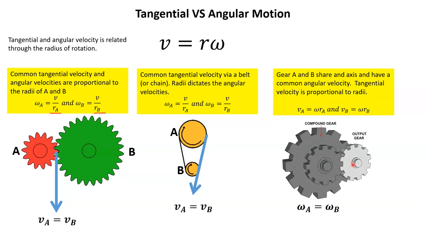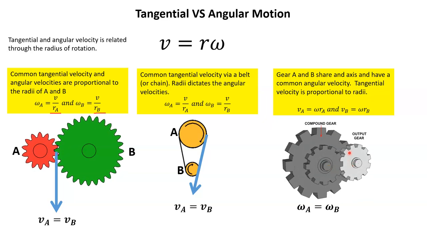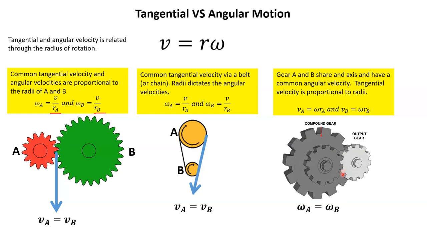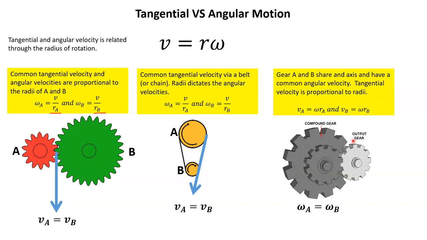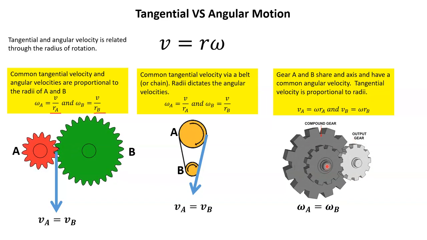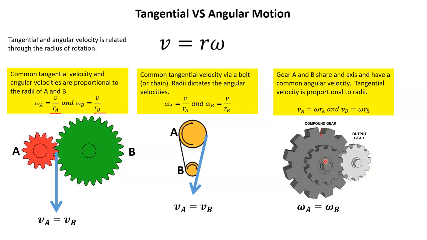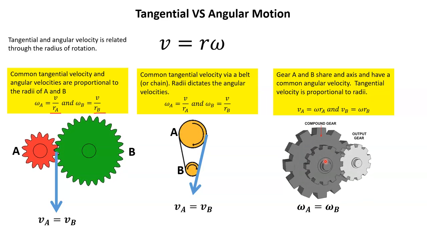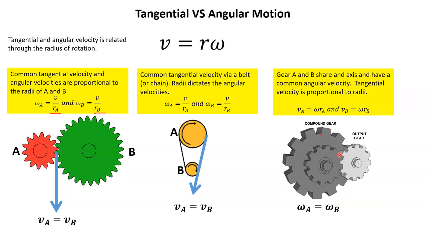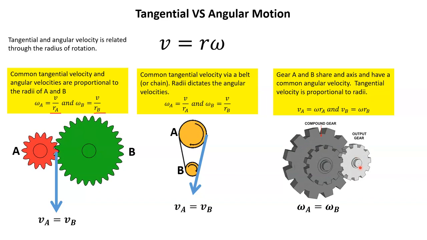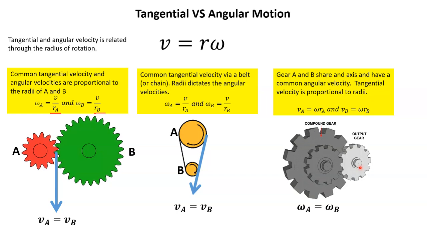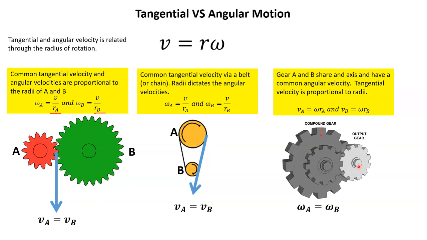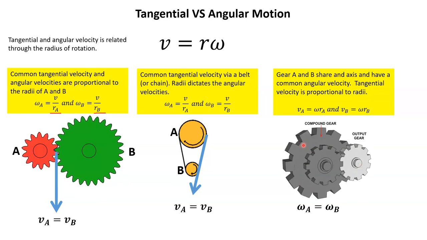And again, with the output gear, this smaller gear has a common tangential velocity, and this tangential velocity is actually different than the smaller one. So there is a tendency to slow down the system. The purpose here is to slow down that output. So the rotational velocity of the output gear is being reduced if this is being driven through this compound gear.